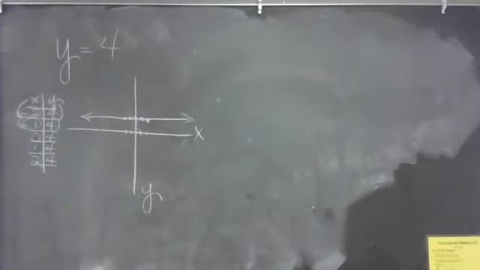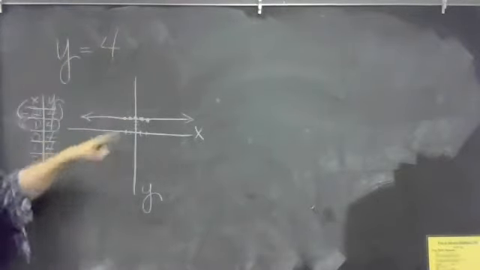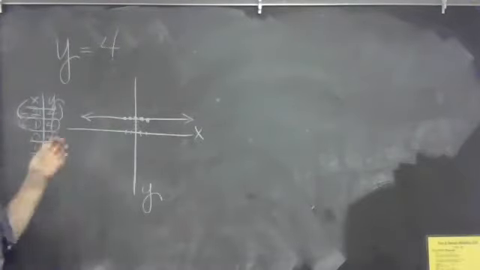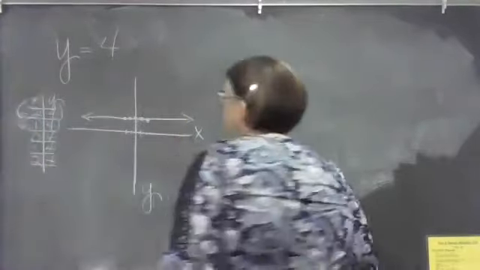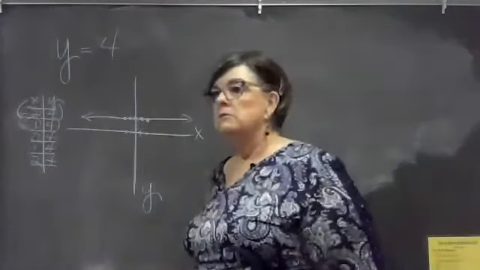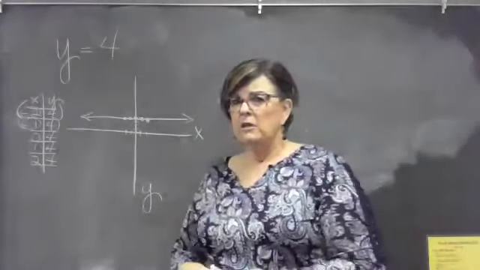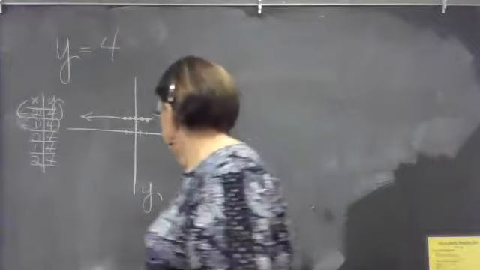So the shortcut to this, so that you don't have to do a t-chart over and over and over again, is to remember if it's y equals 4, no x's, then your line will cross the y axis at 4. It crosses at 4. It's a line that just goes across at 4, no x's.